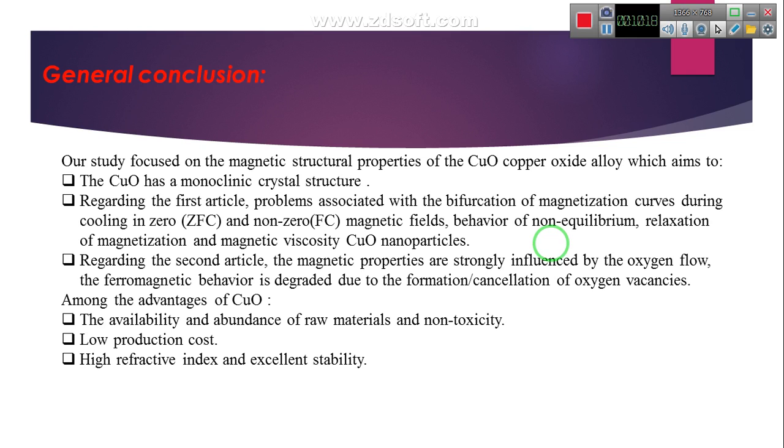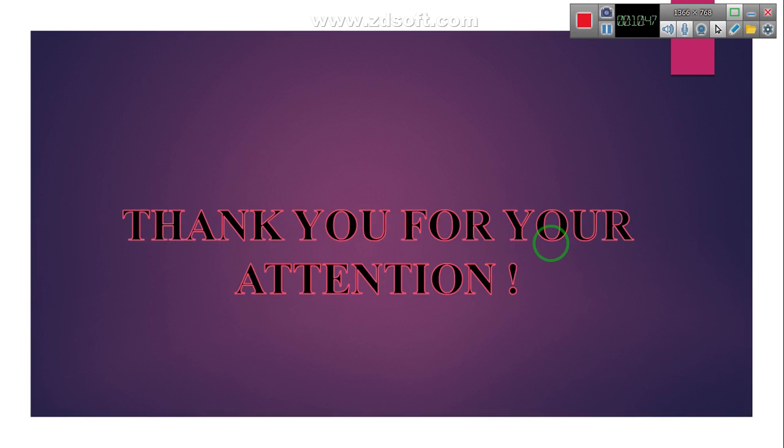Regarding the second article, the magnetic properties are strongly influenced by the oxygen flow. The ferromagnetic behavior is degraded due to the cancellation of oxygen vacancies. Among the advantages of CuO are the availability and abundance of raw materials, no toxicity, low production cost, high refractive index and excellent stability. Thank you for your attention.